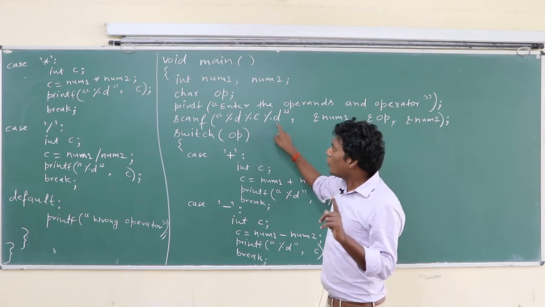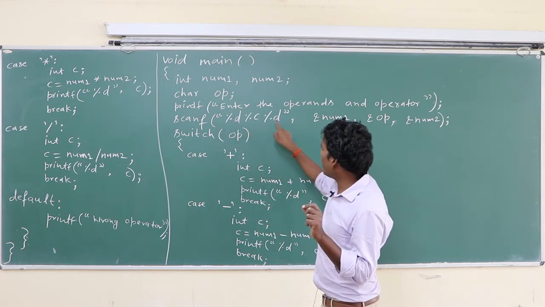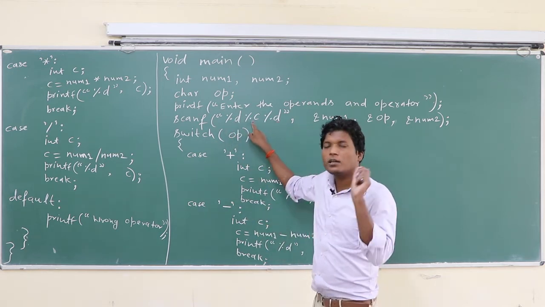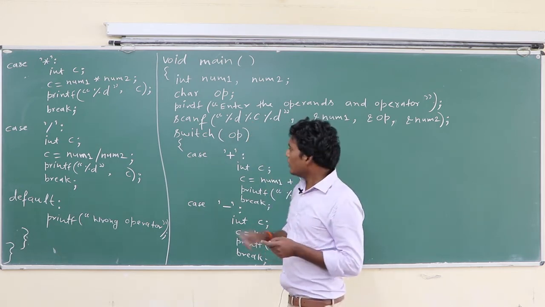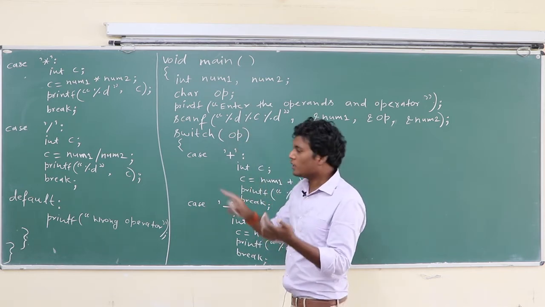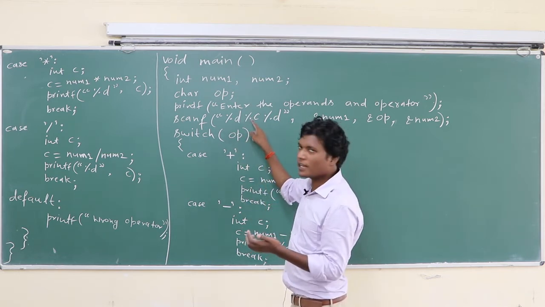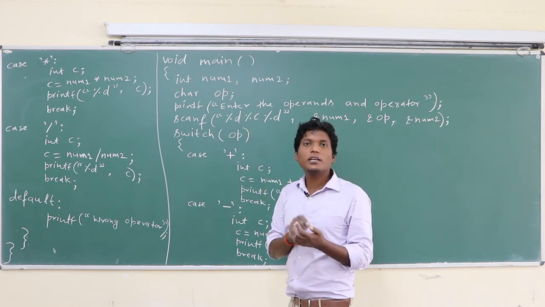Class, when you enter the two numbers, operand 1 and operand 2, you must not hit the space, because space is a character. When you hit the space, then this space is placed here. So you do not need to hit the space.